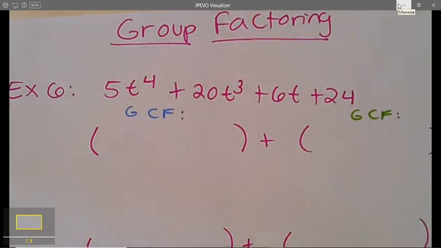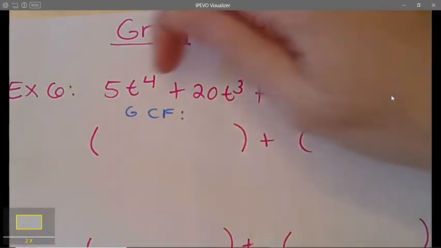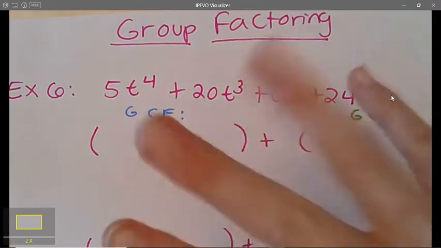Hello everyone. The last and final factoring technique that I'm going to teach you about is something called group factoring. Now if you look at this example problem, how many terms do you guys spot in the problem? I do see 1, 2, 3, 4 terms.